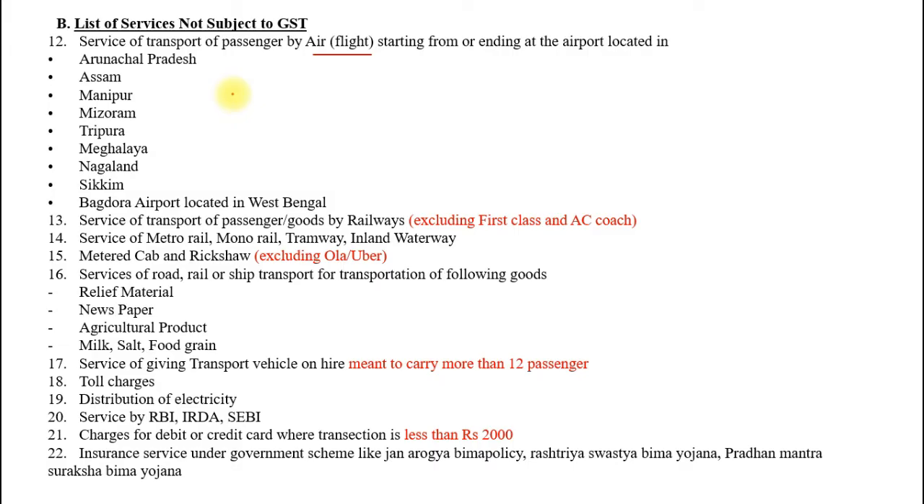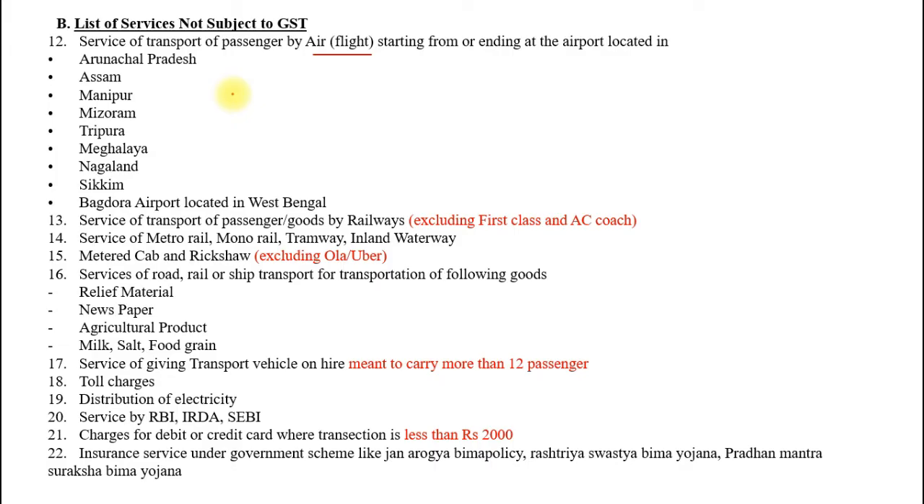Meter cab and rickshaw exempted, except Ola and Uber, because they are private services. Services of road, rail or ship transport for transportation of the following goods: relief material, newspaper, agricultural, milk, salt, food grain. If you're transporting any of these materials, you don't have to pay GST.